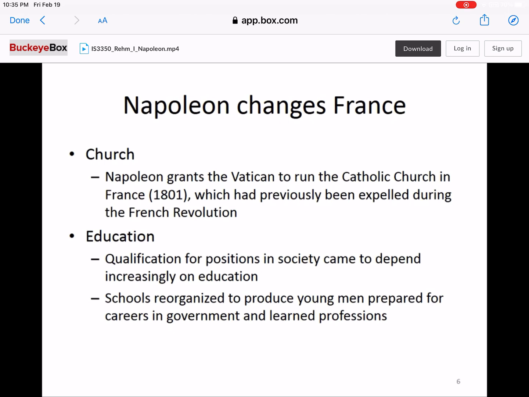The education system gets modernized and streamlined because qualifications for positions increasingly depend on merit and education. And so schools are being reorganized in a way that they produce better educated young men that are prepared for careers in government and learned professions.